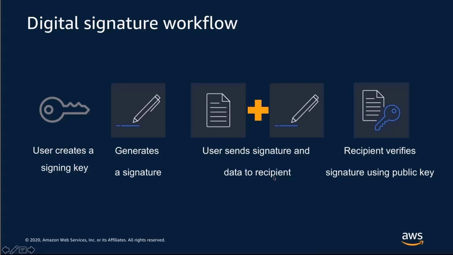You could have shared this public key with this particular recipient by downloading it from the AWS KMS service and sharing it with them. Or you could have had this recipient also call KMS to download the public key themselves. Once they have the public key, they can perform this verification operation outside of KMS.